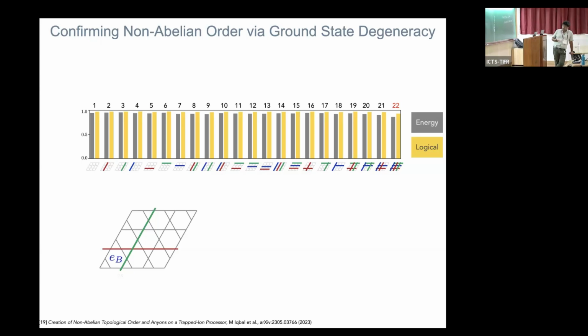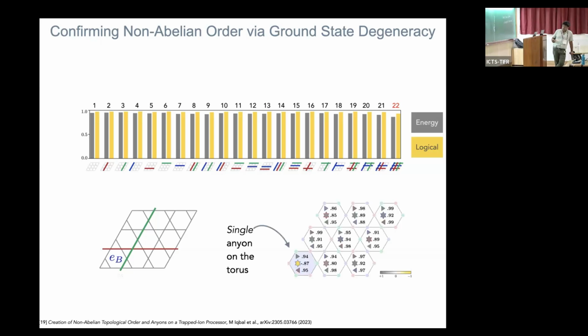Now, one thing that was a bit confusing for us, so these loop operators look something like that. So these are products of some Paulis along this or that. If you do something naive, the number of loop operators that you can write down is the same as 3 copies of the toric code.